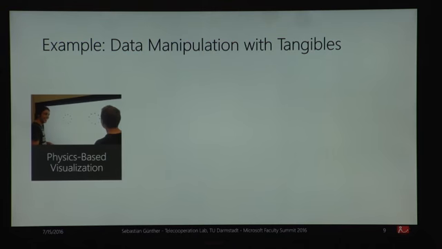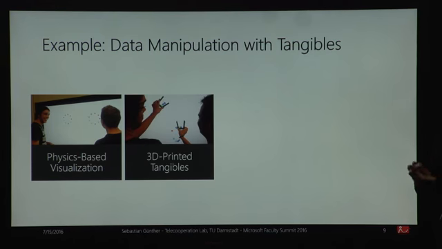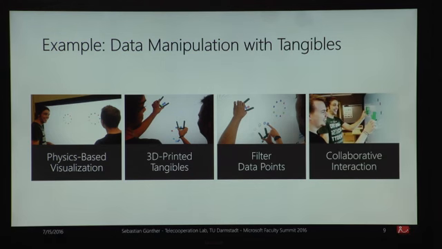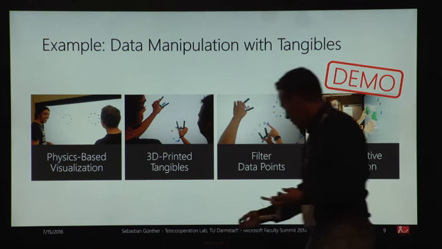So the first example I will show you is a very basic physics-based visualization of a contacts application. So we have several contacts from different social networks visualized as data points. And we can now use our 3D printed objects to interact with them. It allows us to filter those data points. And yeah, you can, of course, use it collaboratively. So here I'll show you the first demo.